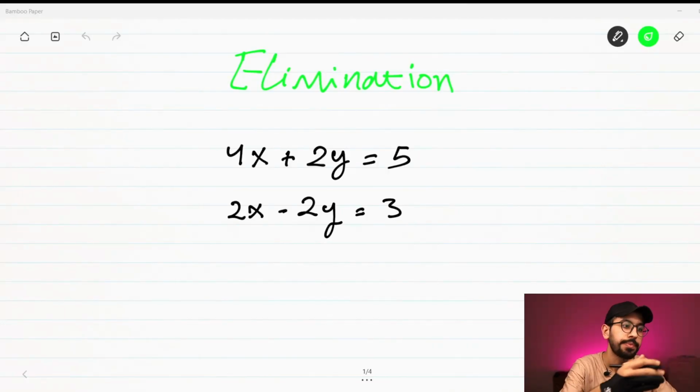In this video we'll talk about the second method of solving the system of equations, and this method is called elimination. So stay with us and let's jump into the computer to explain this method.